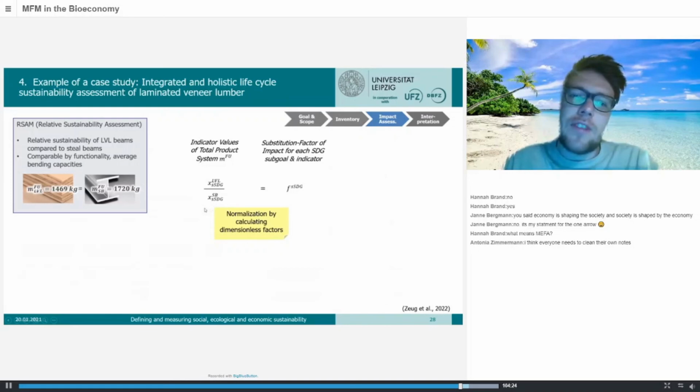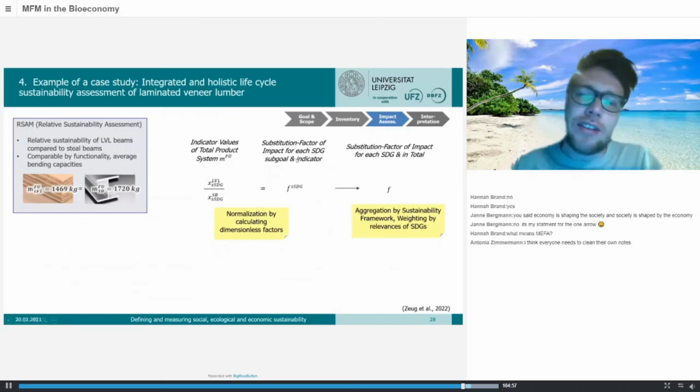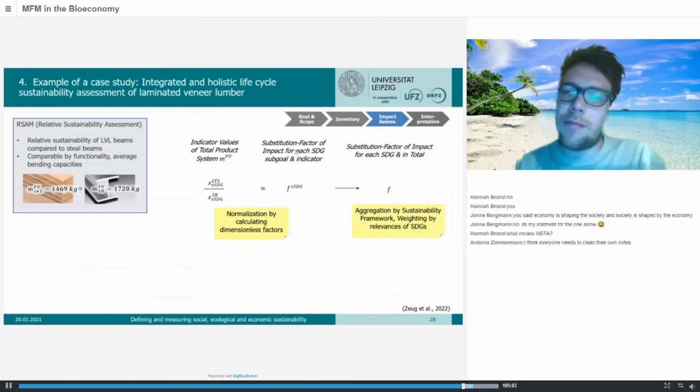And we can do a normalization by calculating dimensionless factors. For example, substitution factors of impact. Those substitution factors of impact can tell us the relative sustainability of wood beams and steel beams. And of course, from all substitution factors for each of the impacts, we can calculate substitution factors in total, which give the general result for how much more or less sustainable wood is compared to steel.